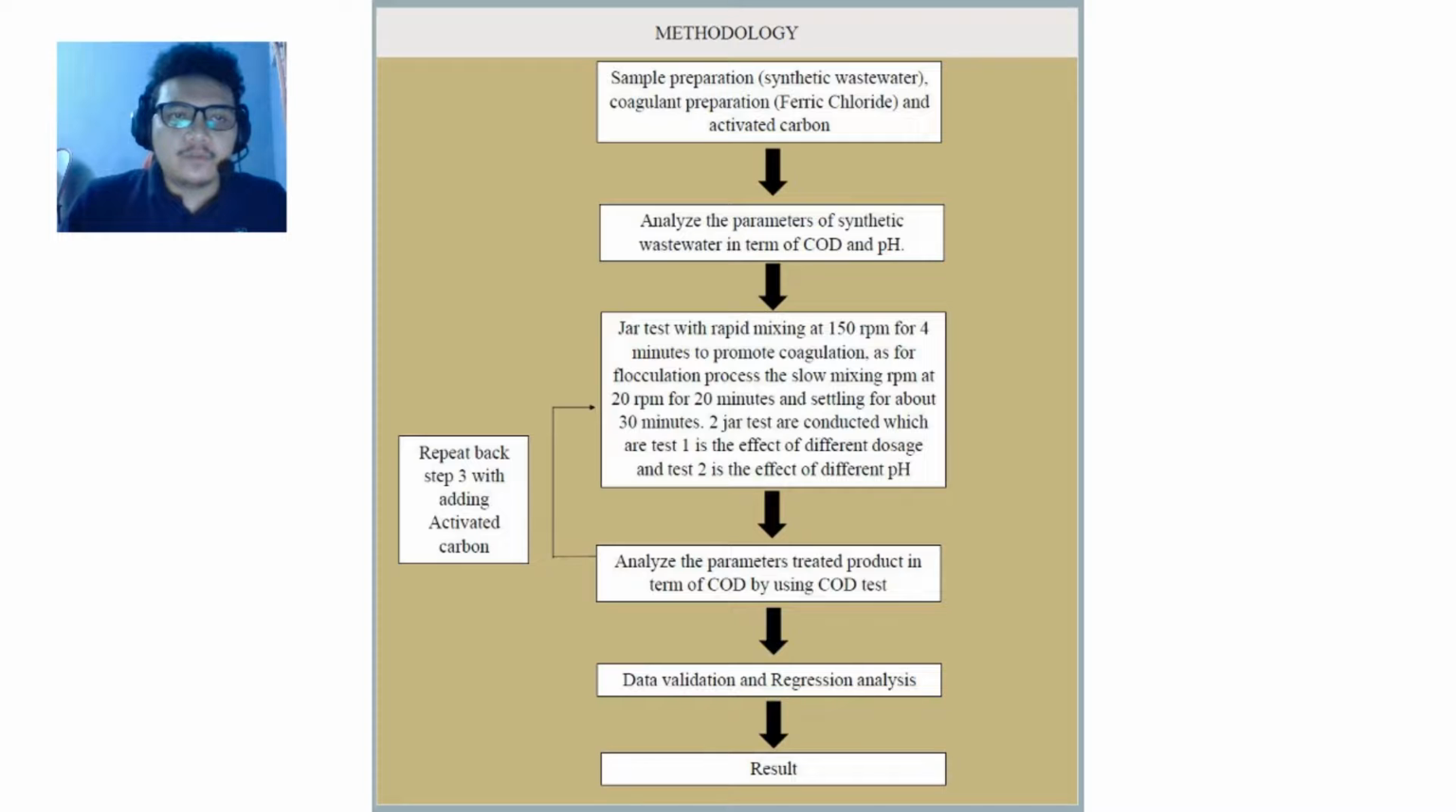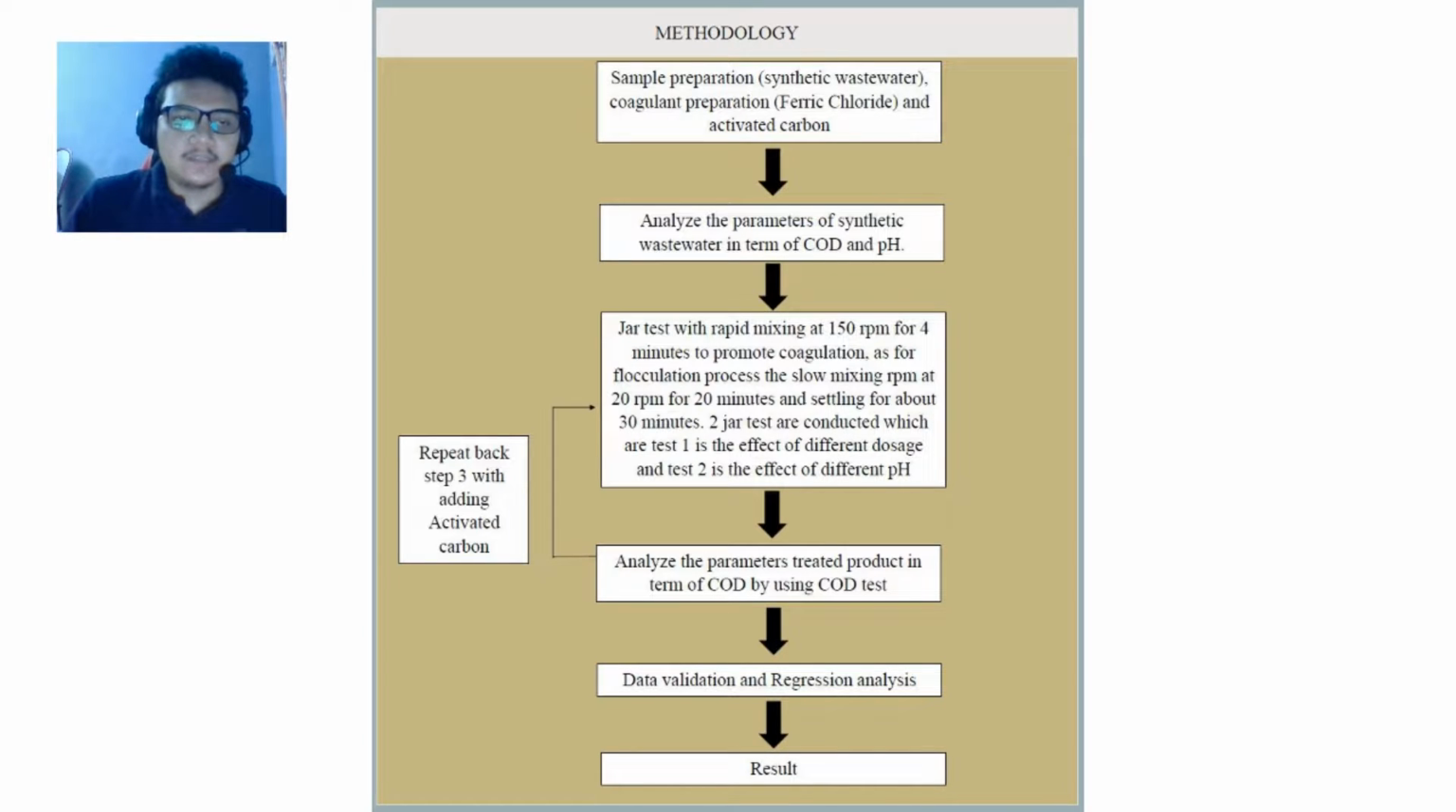Okay, now we proceed with the methodology. Here we can see the workflow overview of my methodology. The first step is the sample preparation of synthetic wastewater. The second is to analyze the parameters of the synthetic wastewater in terms of COD and pH. The third is the jar test.